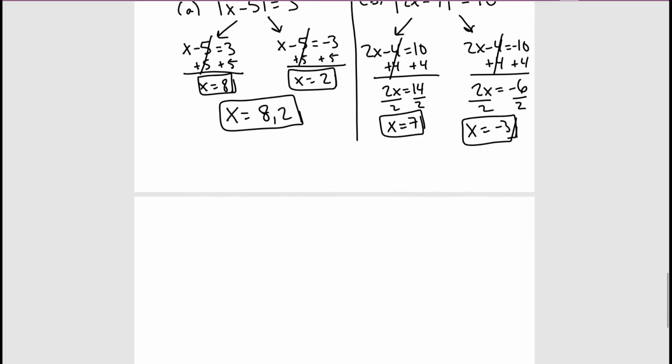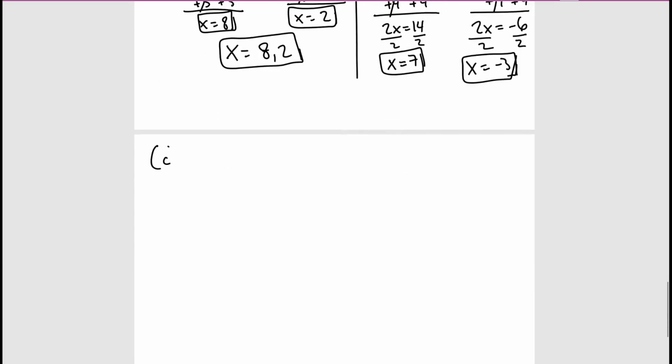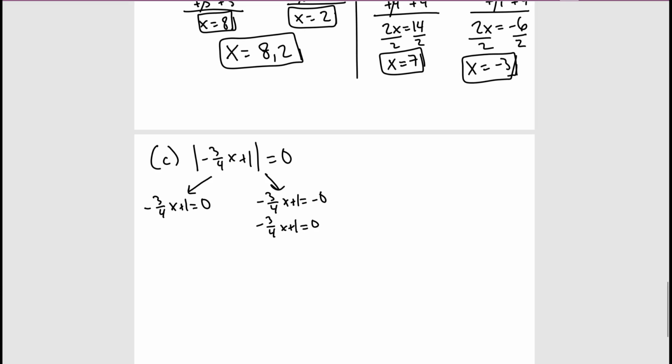All right, so let's do a couple more tricky problems. So let's say I had the absolute value of -3/4 x plus 1 is equal to 0. Well, this was pretty straightforward, but we're going to have one that's positive and one that's negative. So we're going to have -3/4 x plus 1 equals positive 0, and -3/4 x plus 1 equals -0. But what's -0? 0 is 0. It's not positive or negative. So this is actually still the same thing as the original problem.